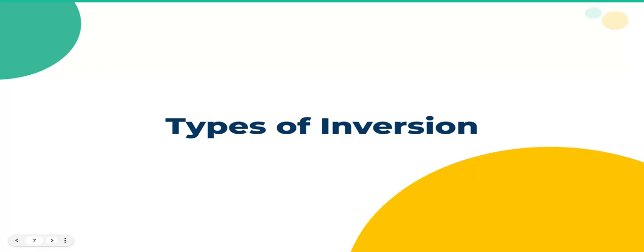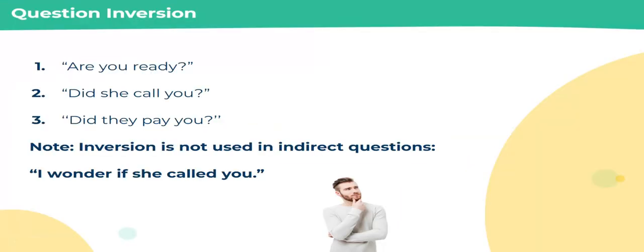Let's have a look at various types of inversion. Question inversion. Are you ready? Did she call you? Did they pay you? Okay, so we have some question forms there that use inversion, of course. Please note, inversion is not used in indirect questions. This we can't do. So we have an example of an indirect question: I wonder if she called you. Okay. Well, let us continue.